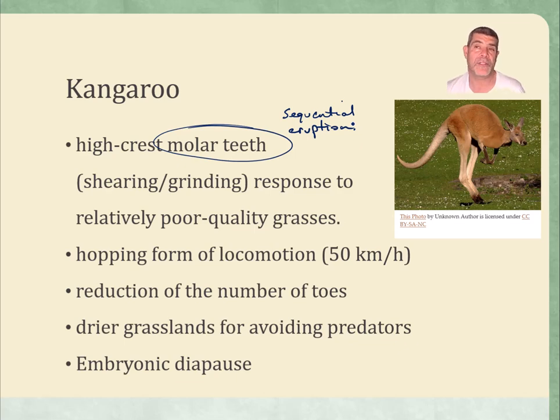At some point, of course, if their teeth are all worn down and there are none left to erupt, then a kangaroo can actually die of starvation just because it can't grind up its food anymore.